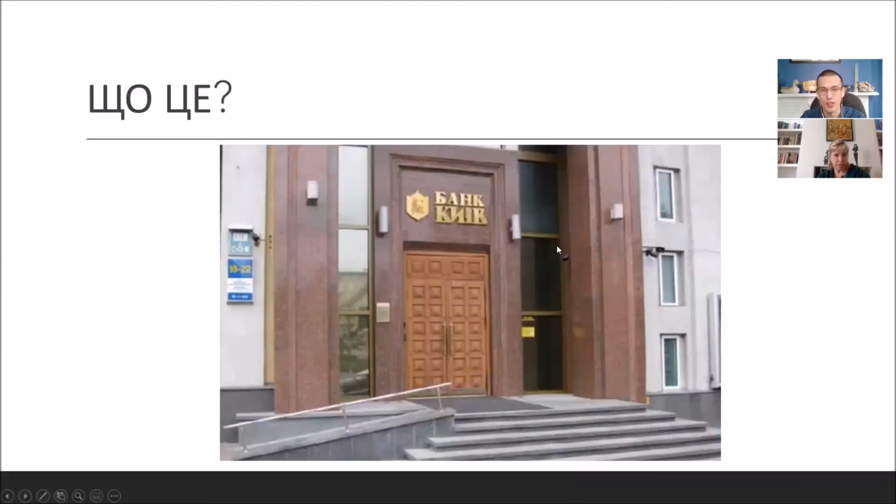Now the next one. Can you read the writing and tell me what it is? Yes, very well. A lot of people are saying it's b-a-n-k, bank. It's a bank, and the name of it is Kyiv, which is the capital of Ukraine. You might have heard the spelling Kiev, which is the Russian spelling, and Kyiv is the Ukrainian one. So this is Bank Kyiv.